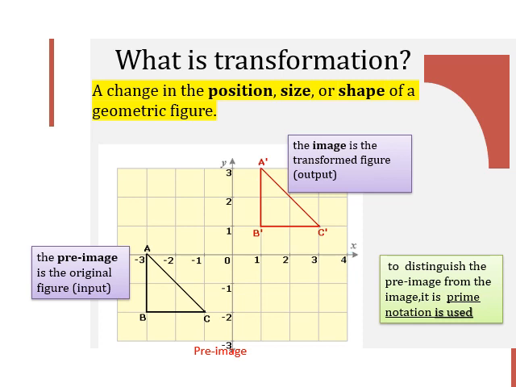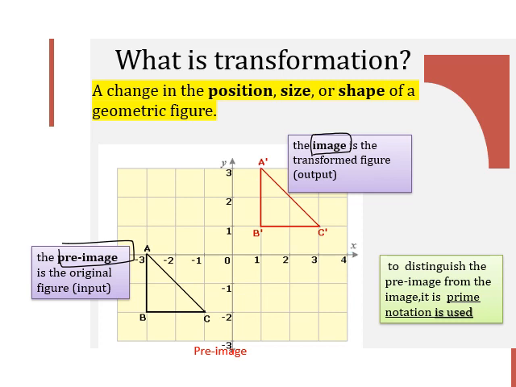Now, if you compare these two triangles, you will find that the triangle's position has changed to another position, but the size and the shape stayed as they are. The original geometric figure, before the change, we call the pre-image. It is the original figure before any change in position, size, or shape. The image is the new transformed figure, the output.